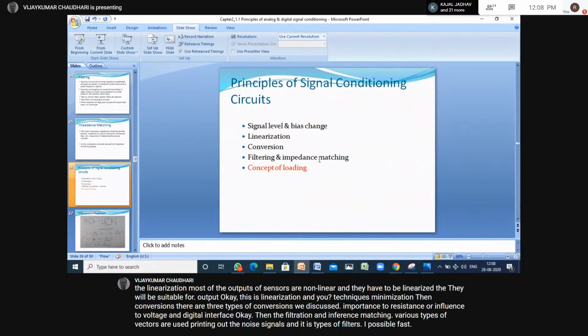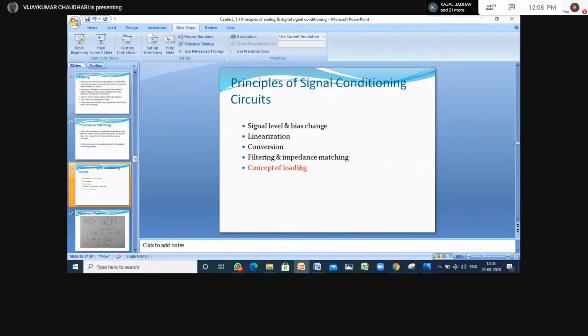When there are a number of stages from the sensor directly to the display, or rather monitor or a microprocessor, intermediate stages are there, and the signal is passed from one stage to another. Each component has its own impedance. So the output impedance of one stage acts as the input impedance to the next stage. This is the concept for various stages.